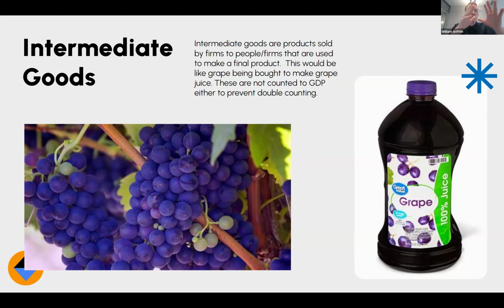So a good way to know the difference between these intermediate goods and the final goods, which are the ones counted towards GDP, is if the person who buys the product is the last person to hold it, then it's a final good. So if I were to buy these grapes for $3 and I ate them or kept them for myself, then we count that towards GDP. But if I buy the grapes, make grape juice and sell it, those $3 don't contribute to GDP, only the $7 of grape juice that I've made.